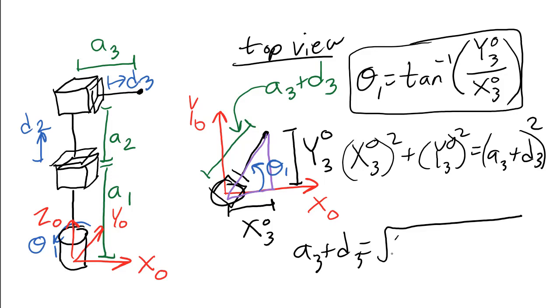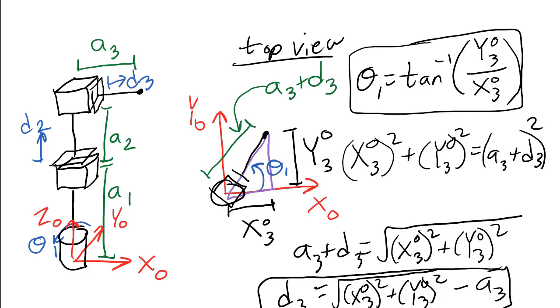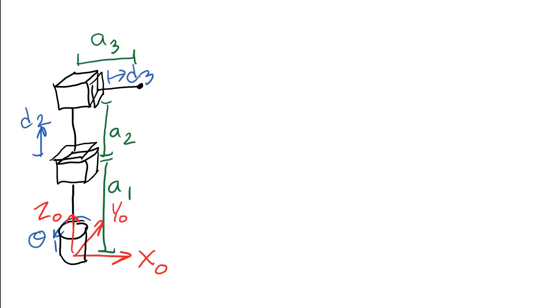So I'll start by square rooting both sides. And then I'll subtract A3 from both sides. Okay, so I have 2 good equations here that have only a joint variable on the left and only known values on the right. I still don't have an equation for D2, and I can't even see D2 in my top view, so now I'm going to draw the side view.